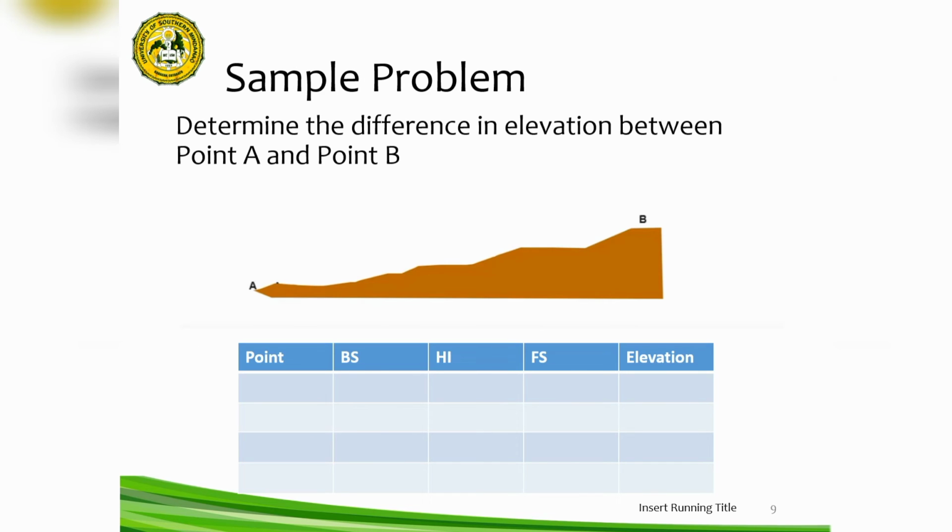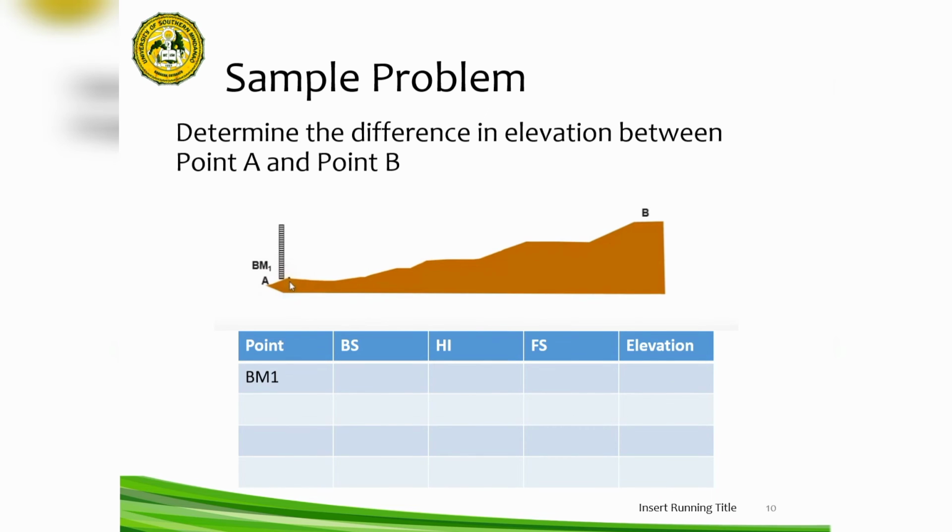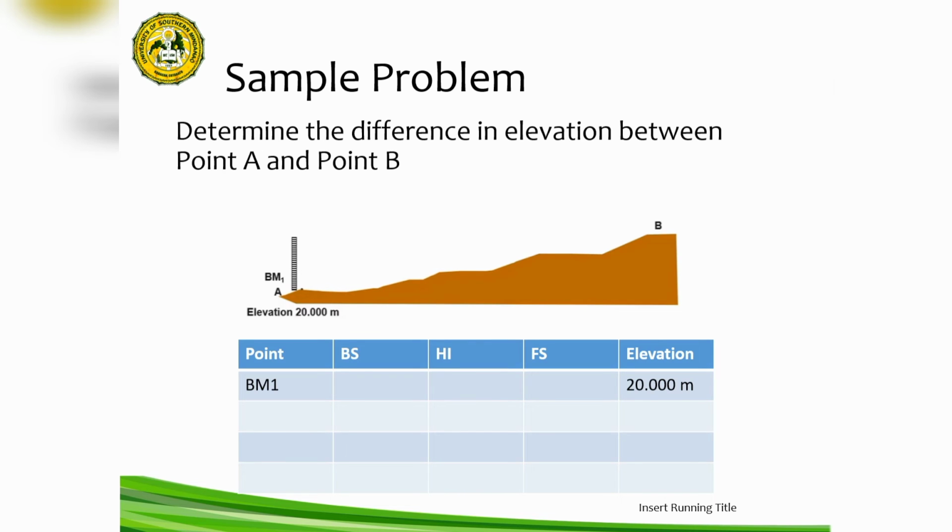We have here the sample problem. Determine the difference in elevation between point A and point B. We have here a point A and point B. In this case, we put the benchmark 1 at point A and also the stadia rod. In this case, we don't know the exact elevation of point A above mean sea level. So we assume that the elevation of point A is 20 meters.